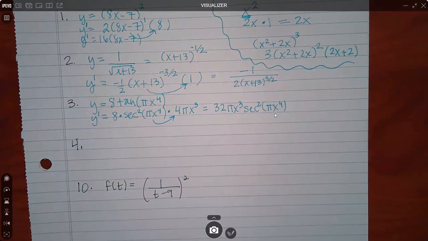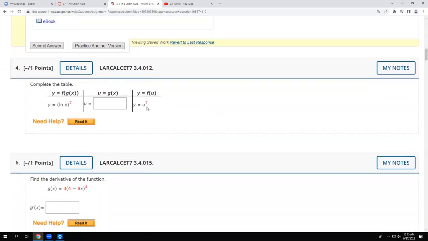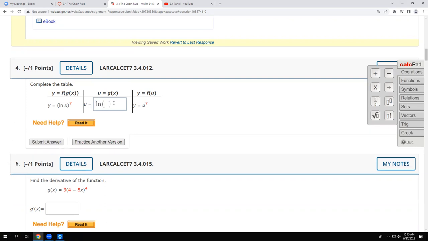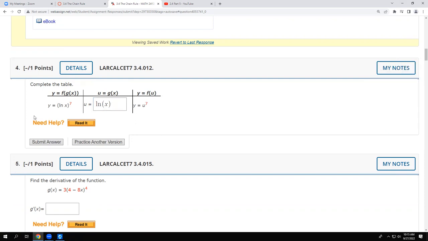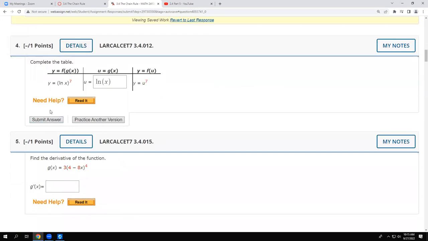Now number four, let's see number four. So they're saying the outside function is something raised to the power 7. So what over here was being raised to the power 7? Mm-hmm. And so if all they want you to type in there is just natural log of x. And that's it. I didn't check any of these, but should have.